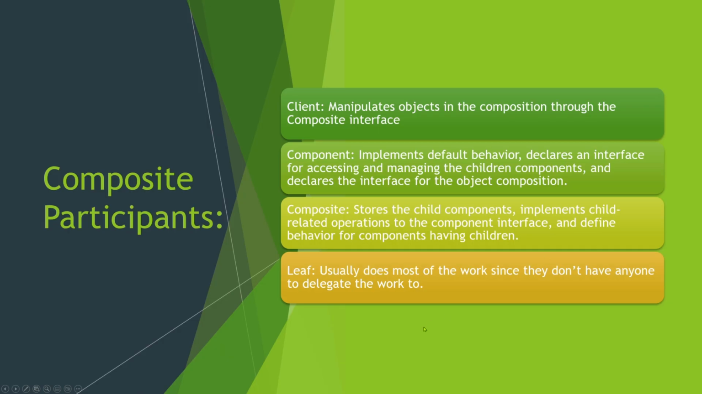Composite participants. The client, which manipulates objects in the composition through the component interface. Component implements default behavior, declares an interface for accessing and managing the children components, and declares the interface for the object composition. The composite stores the child components, implements child-related operations to the component interface, and defines behavior for components having children. The leaf, which usually does most of the work since they don't have anyone to delegate the work to.